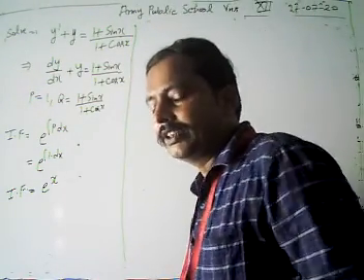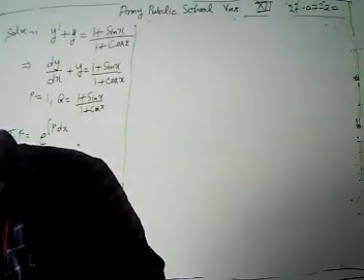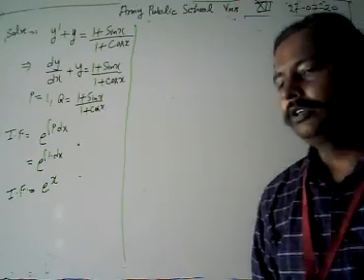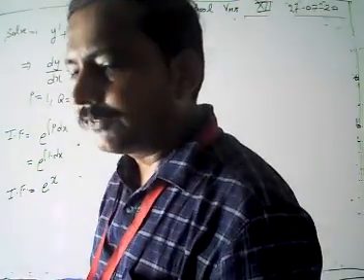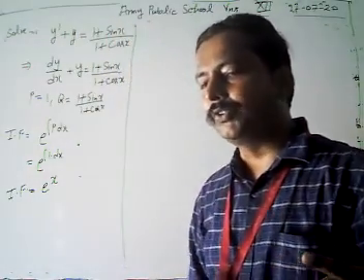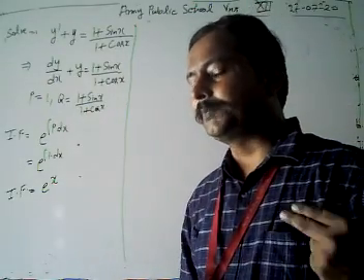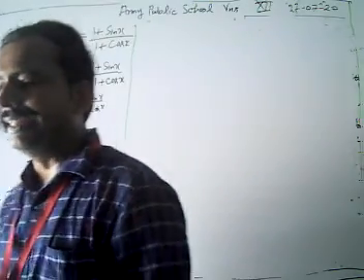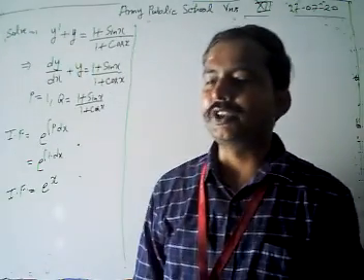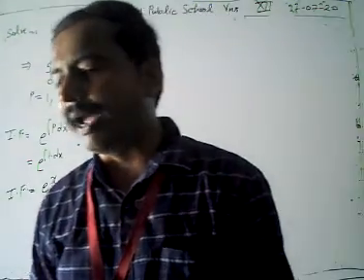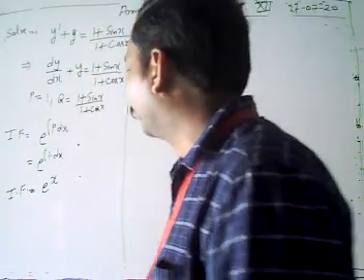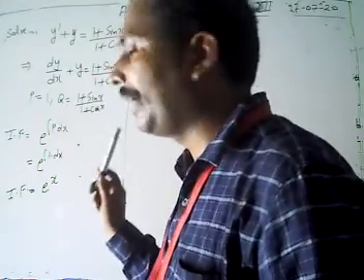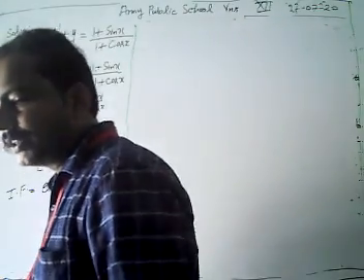As I already discussed, to solve any linear differential equation there are three steps. First of all, convert it into standard form. There are only two forms: dy/dx plus Py equal to Q, where P and Q are functions of x, or dx/dy plus Px equal to Q, where P and Q are functions of y. Then we get our integrating factor. In the form dy/dx plus Py equal to Q, what is our solution?